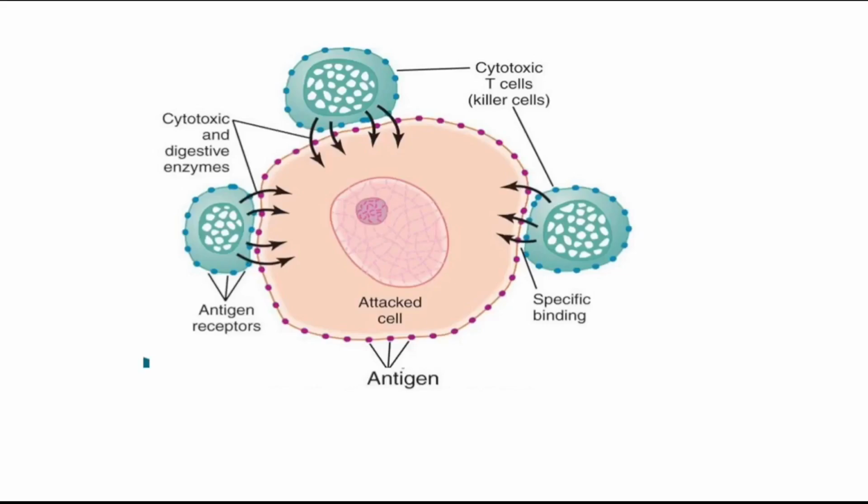Now after their binding, they will release perforins into the target cell, which will create holes in the cell membrane of the target cell. So water enters from the interstitial space, this target cell swells and it will dissolve. Also they will release cytotoxic and digestive enzymes into the target cell, which will again destroy them. So this is the mechanism by which cytotoxic T cells, once activated, destroy the pathogen.